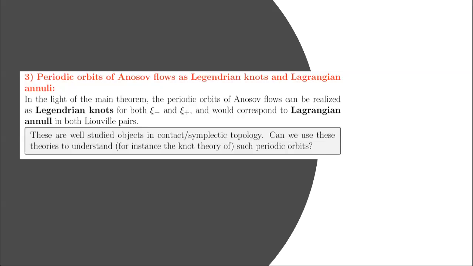And finally, according to the main theorem, periodic orbits of Anosov flows can now be realized as Legendrian knots and Lagrangian analogues. These are well-studied objects in contact and symplectic topology. Now we can use these geometric methods to investigate questions about such periodic orbits. Thank you very much.